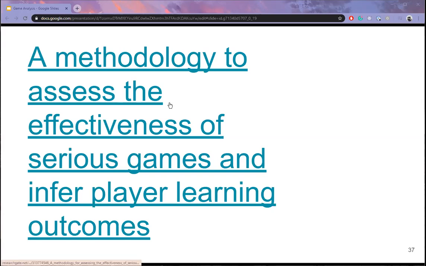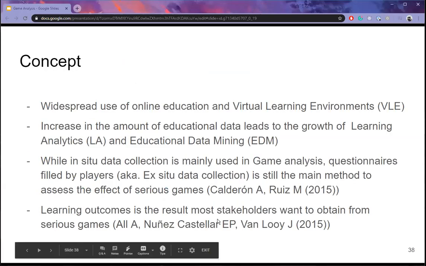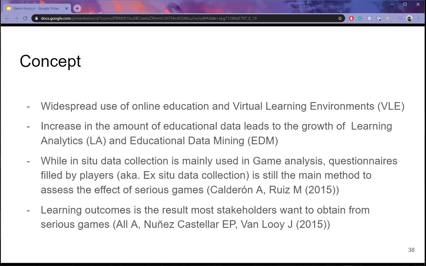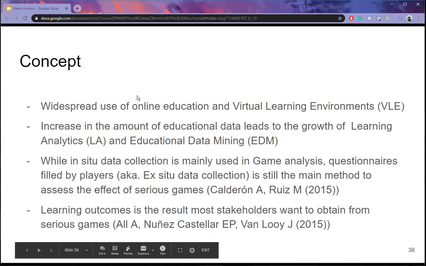The paper we're going to present is about a methodology to assess the effectiveness of serious games and infer the player learning outcomes from it. As we don't have a lot of time left, we're going to go through this part a bit faster. Just stop us if you have any questions.